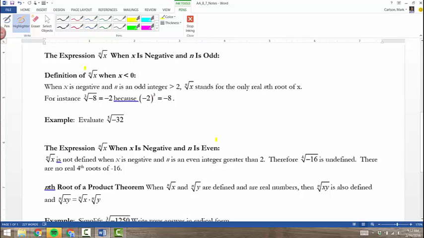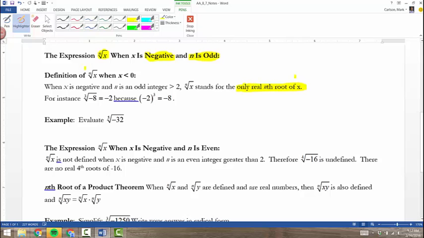Alright, now what I'd like to do is look at the expression the nth root of x. And when we look at the nth root of x, we're going to look at it in a few different ways. To begin with, we want to think about when x is negative. Okay, so the x value is negative, and n is an odd value. Alright, well, the definition for that is the following. When x is negative and n is an odd integer greater than 2, the nth root of x stands for the only real nth root of x.